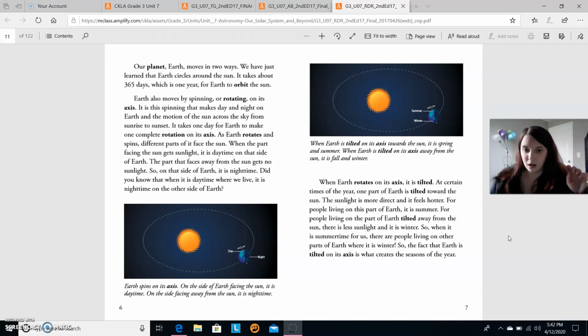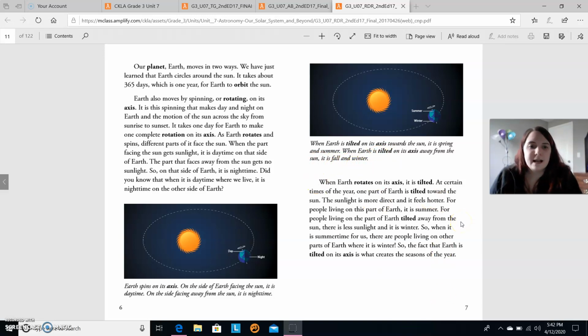Okay. So one more question I'm going to ask. How does Earth's tilt produce seasons? As I said, our Earth is on its axis, which is a tilt. As I read the next page, I want you to think about how it creates seasons. When Earth is tilted on its axis towards the sun, it is spring and summer. When Earth is tilted on its axis away from the sun, it is fall and winter.